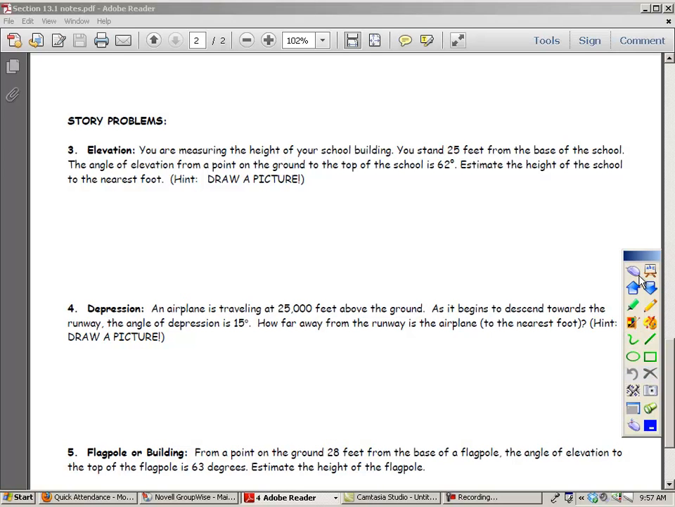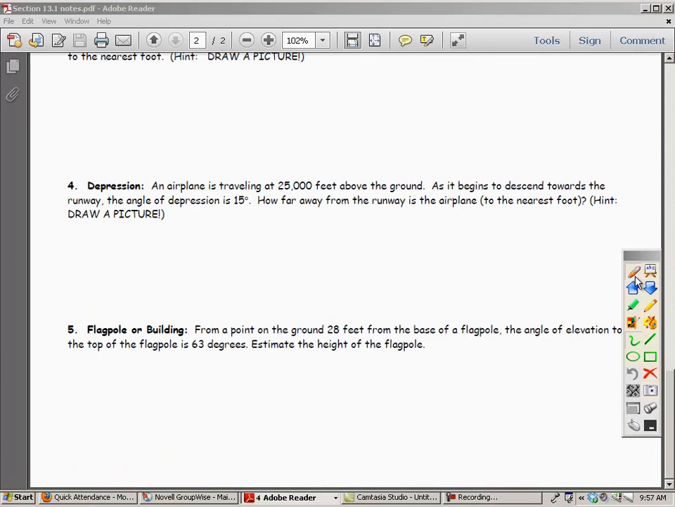Okay, last one. We're talking about a flagpole or a building. From a point on the ground, 28 feet from the base of a flagpole. All right, I have a flagpole. The base of it is 28 feet away. The angle of elevation to the top of that flagpole, meaning from the ground up, is 63 degrees. Find the height of the flagpole. I've helped you with the picture. You show me your work in order to get the notes points, okay?